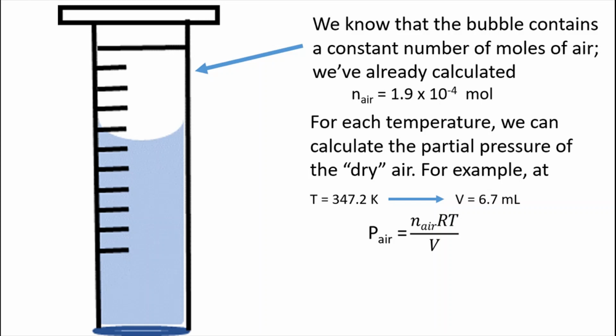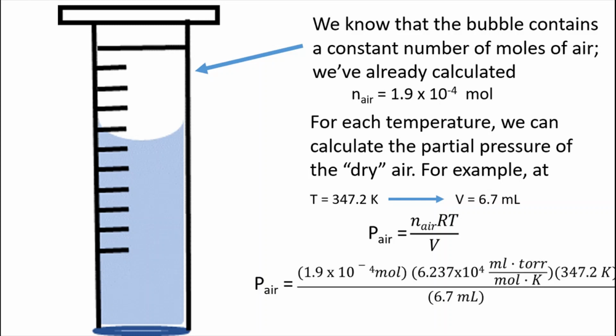That'll be nRT over V. And remember, the number of moles of air is the same all throughout the experiment. That doesn't change. Once we have calculated how much it is, it stays the same for the whole experiment. What is going to change is going to be the temperature and the volume. So let's plug in these numbers that we put in here.